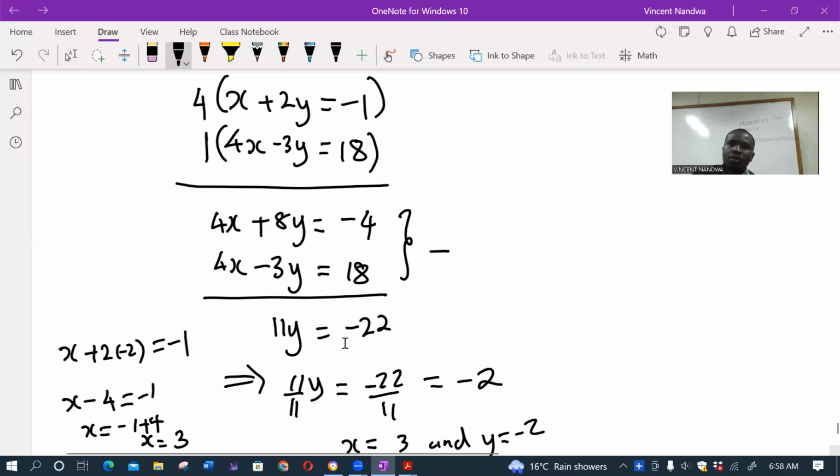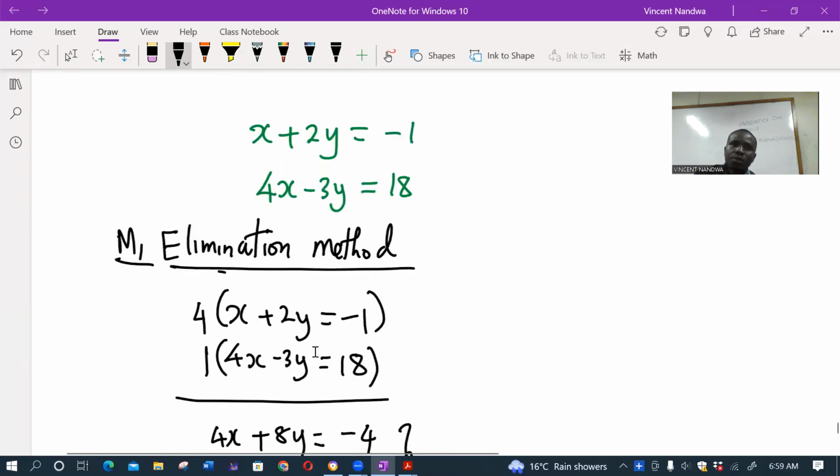Or you could as well have used substitution. So method 2, substitution.